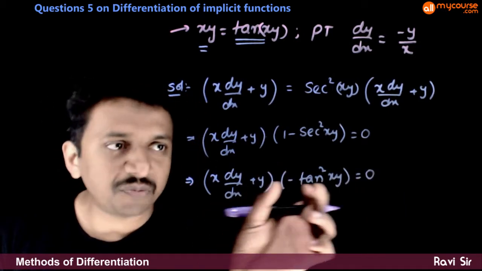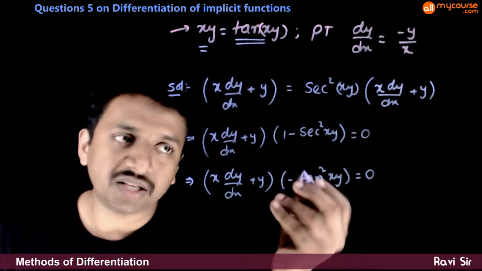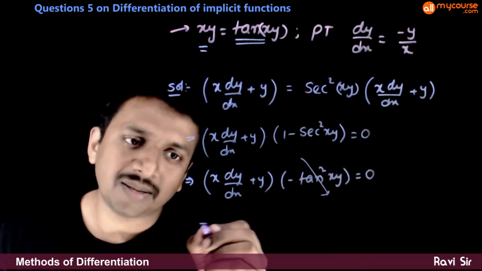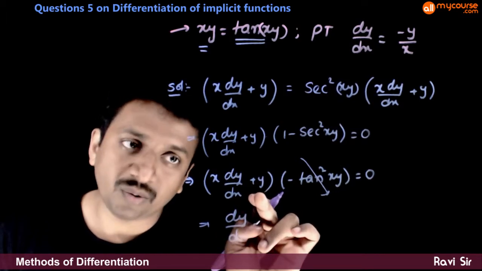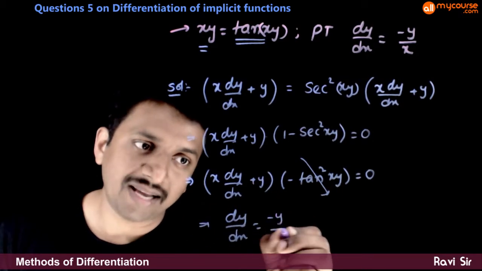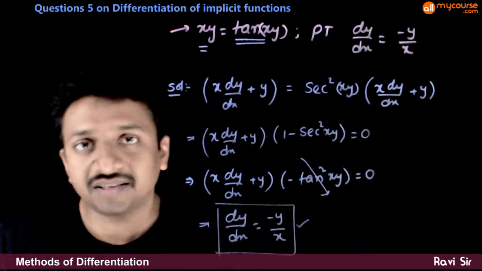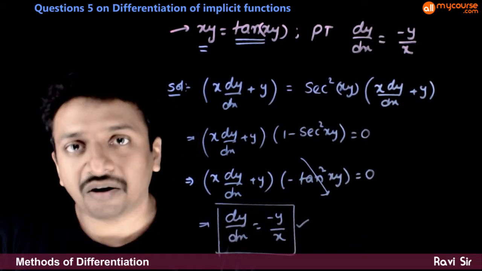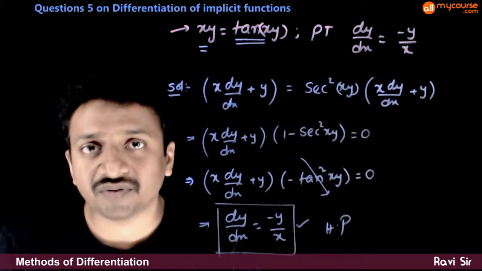So either this has to be 0 or this has to be 0. So tan square xy is not always 0. This implies dy by dx has to be equal to, this has to be equal to 0. This dy by dx is equal to minus y by x. Dy by dx is equal to minus of y by x. Hence proved. This is the result which you need to prove.